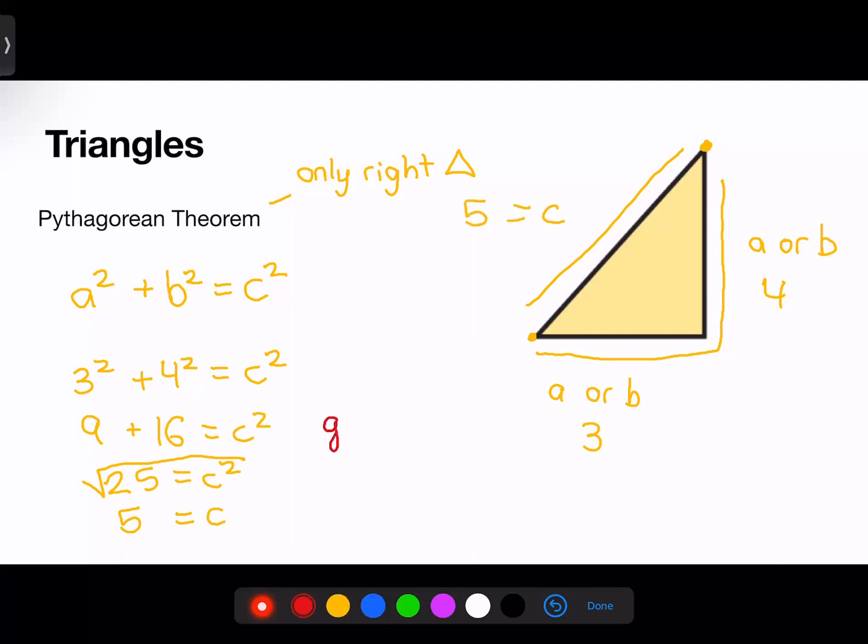So we have some good news. The Praxis only uses what's called Pythagorean triples. This means that the answers of Pythagorean theorem questions will only be whole numbers, no decimals or weird numbers that are difficult to work with. 3, 4, and 5 are the most common Pythagorean triples.